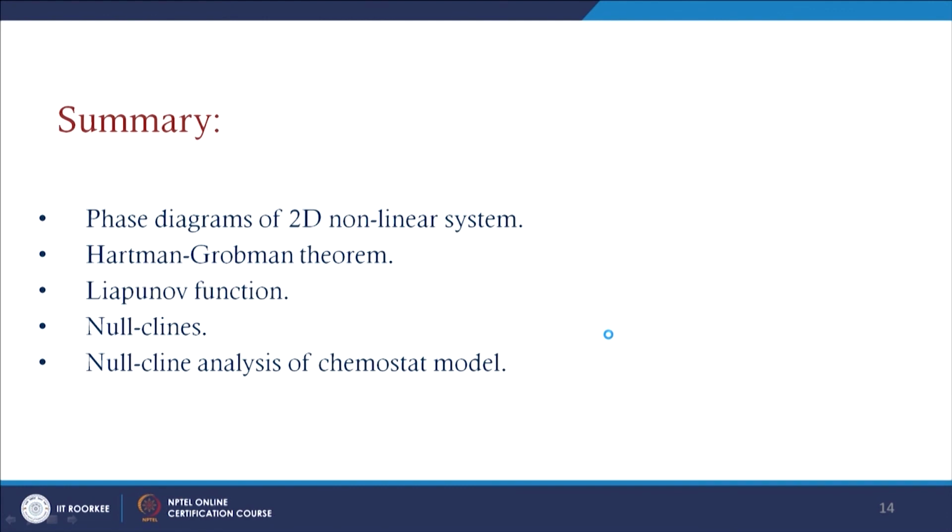So, in this lecture we have discussed phase diagrams of a 2D nonlinear system, then the Hartman-Grobman theorem, then the Lyapunov function, and null lines. Null lines means the analysis of different stable points whenever we have a 2D nonlinear system. And then finally, we have discussed these null lines for the chemostat model.